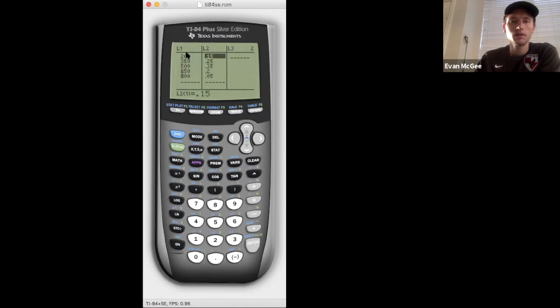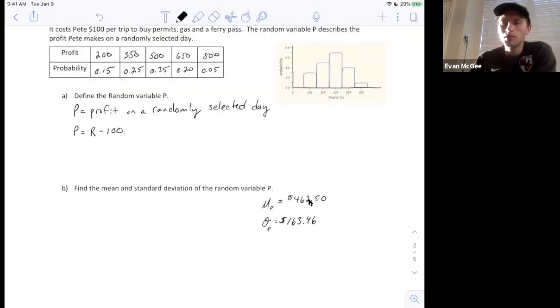So you can see I've got the profit and their probabilities. Let's calculate the mean and standard deviation. The mean is 462.5 and the standard deviation is 163.46. You should remember that the standard deviation is exactly the same as it was before, because subtracting a constant doesn't change the spread of a distribution. The standard deviation is a measurement of spread.